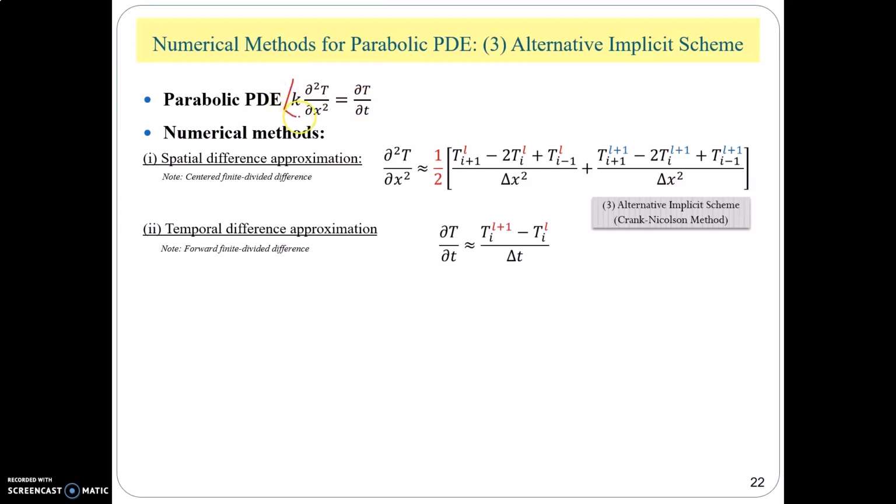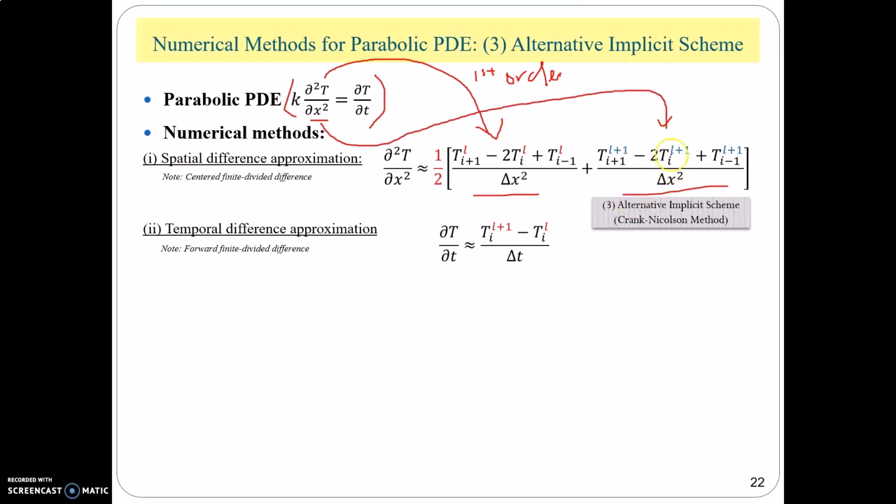Previously, to solve the parabolic PDE, we used the explicit method to approximate the d squared T over dx squared by using this equation. Since this is a first order accuracy method, we continue to improve the accuracy by approximating this derivative with this formula. This is called the implicit method, and the accuracy is second order.